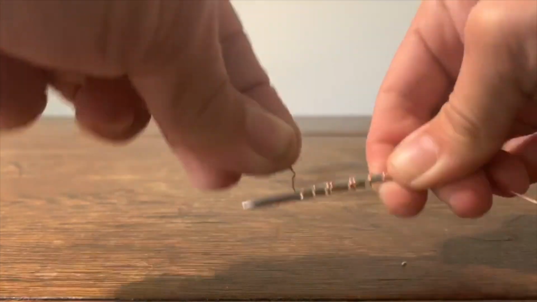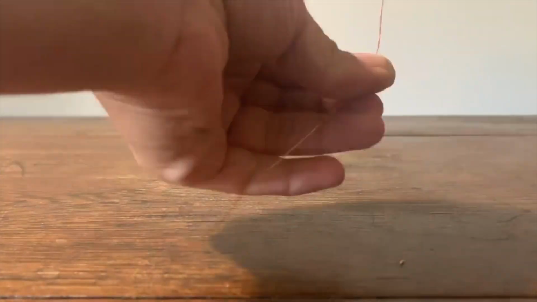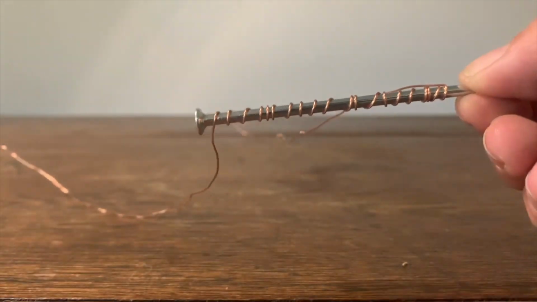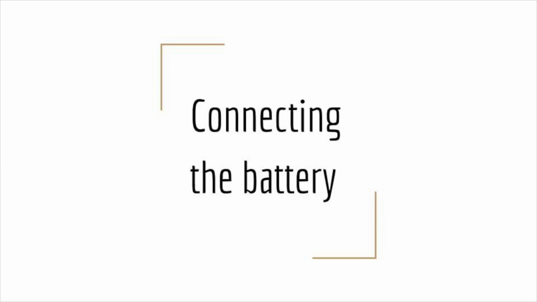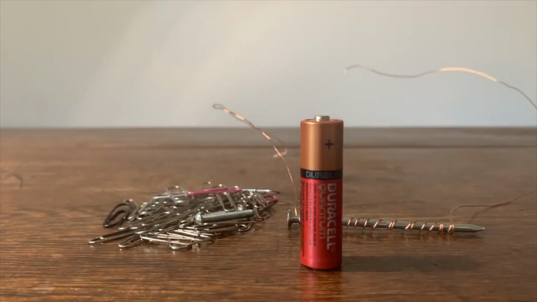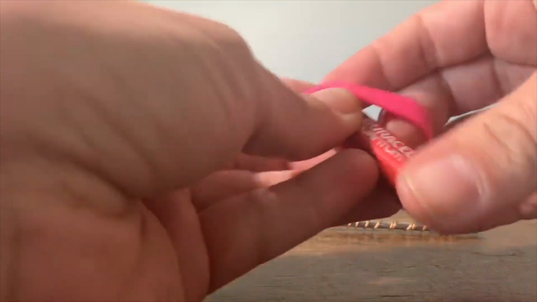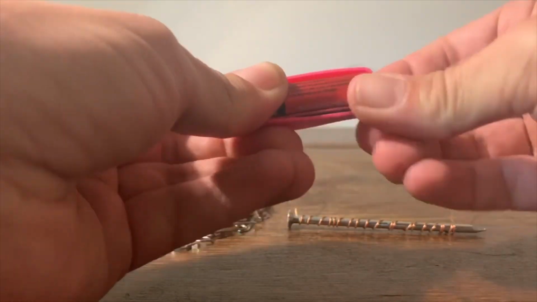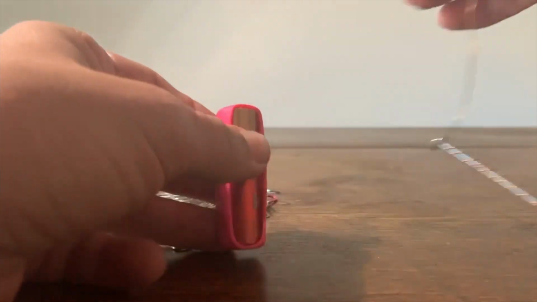Later on, we will experiment with how different levels of connectivity affect the electromagnetic field. Now that we have created a coil around the nail with the copper wire, we will want to connect it to the battery. Wrap the rubber band around the battery and use it to secure the wires on each end of the battery.